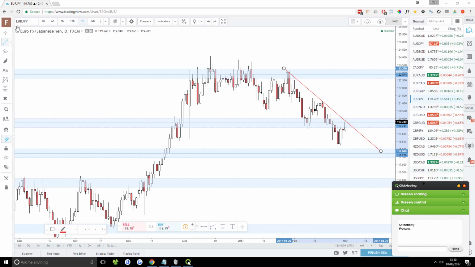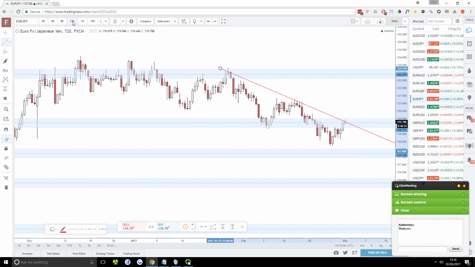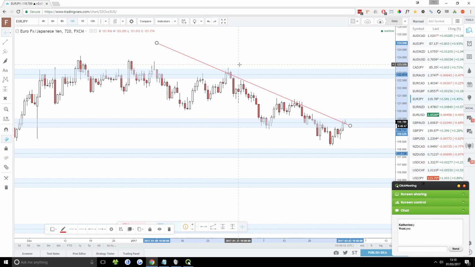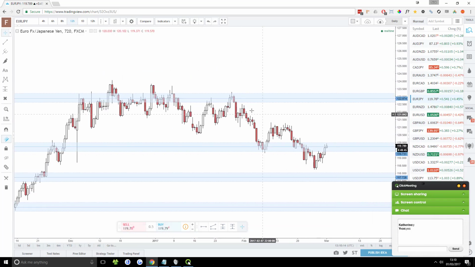It's already giving us indecision on the 4 hour. Let's look at the 12. Ooh, yeah, nice. I like that. Looks good on the 12 hour. What about 8?